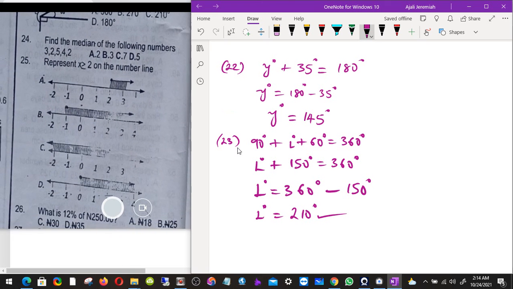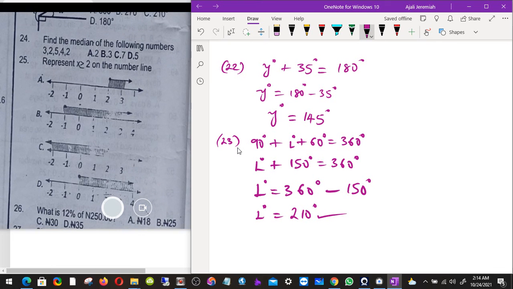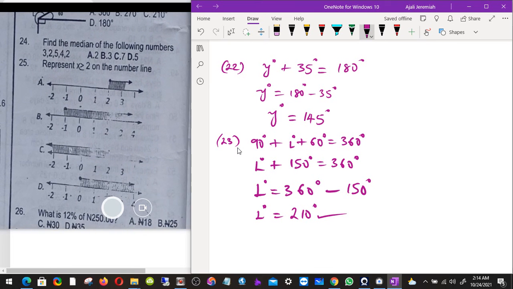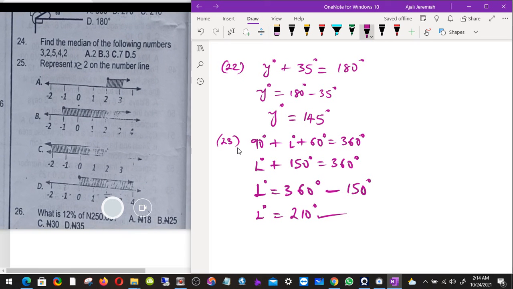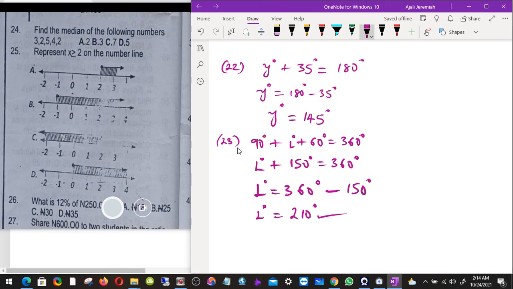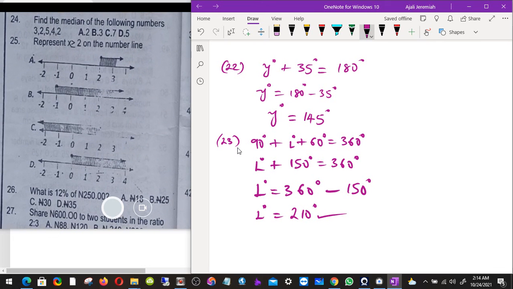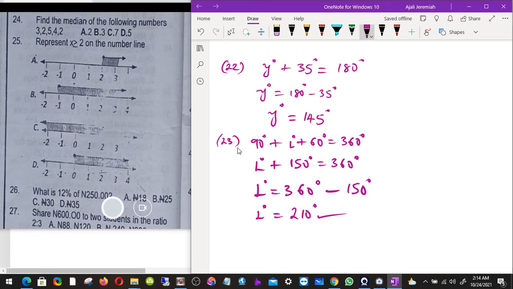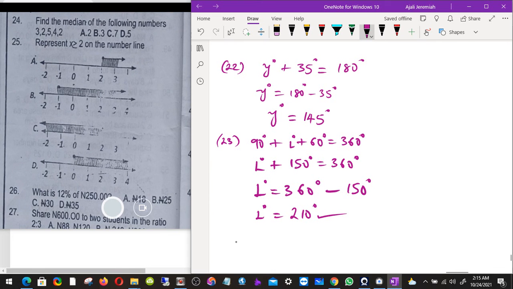Okay, let's solve 24, 25, and hopefully 26 at once. Find the median. 24 says find the median of the following numbers. The median of numbers is the middle number after you arrange them. So you need to arrange them first in order of magnitude.